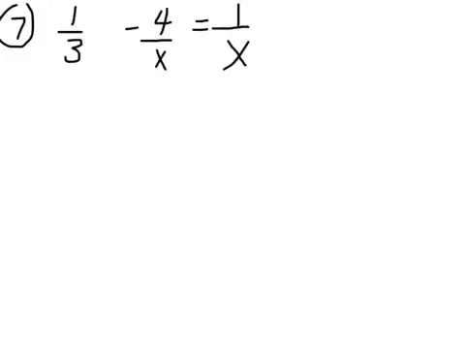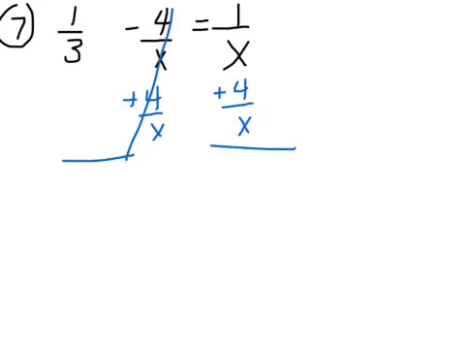I just want to show you something, just so that you're learning that sometimes thinking outside the box is a good thing. What if I did this? I could get a common denominator, but what if I moved the 4 over x to the other side? What would happen? That would cancel out, and what would I have left? A third equals 5 over x. Yeah, 1 over x plus 4 over x is 5 over x. Isn't that a lot easier to do than getting a common denominator?